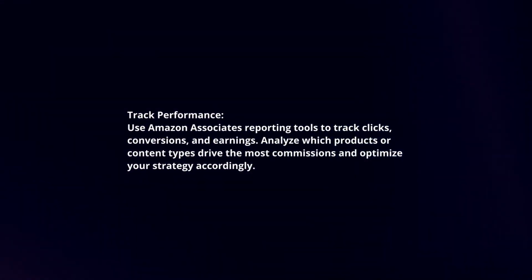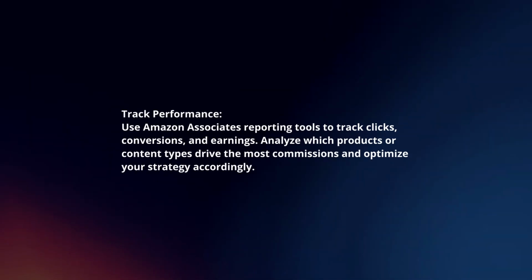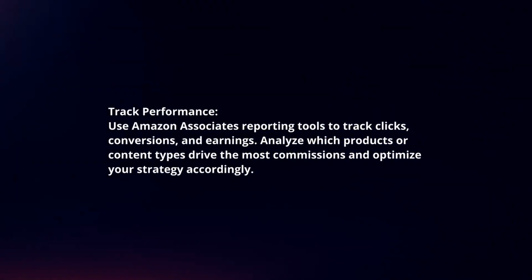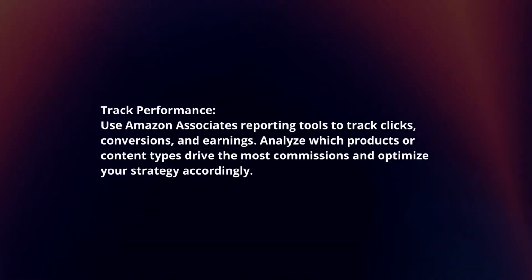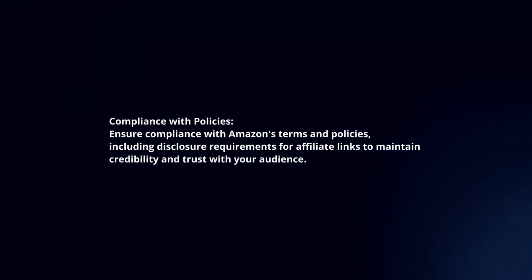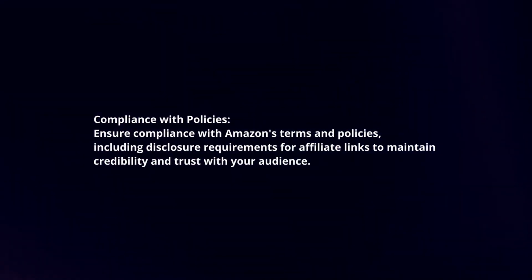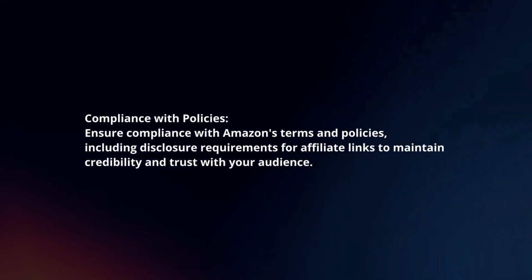Use Amazon Associates reporting tools to track clicks, conversions, and earnings. Analyze which products or content types drive the most commissions and optimize your strategy accordingly. Compliance with policies. Ensure compliance with Amazon's terms and policies, including disclosure requirements for affiliate links to maintain credibility and trust with your audience.